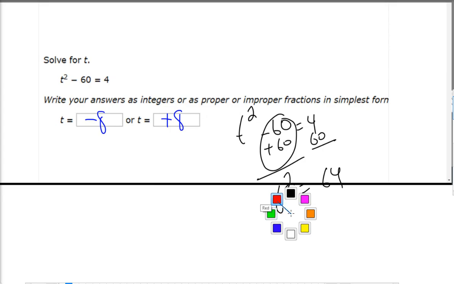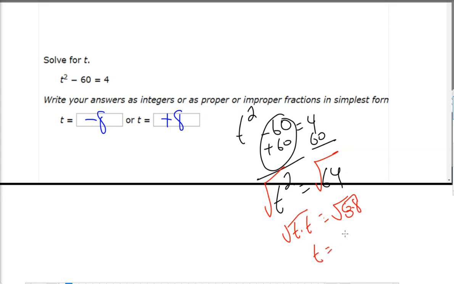We have to take the square root. We've got t squared, and we're trying to find out what t is, so we have to square root. That means it's multiplying 2 times. So this is t times t, and that's equal to 8 times 8. If we take the square root of the number inside the radical, it's the same thing as t is equal to 8. And not just 8.